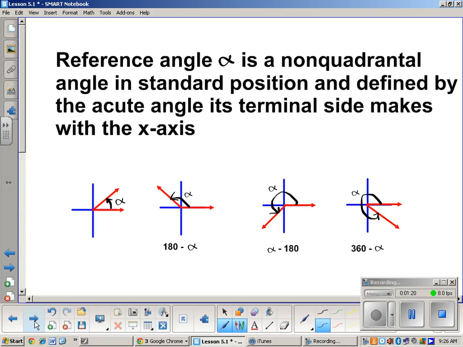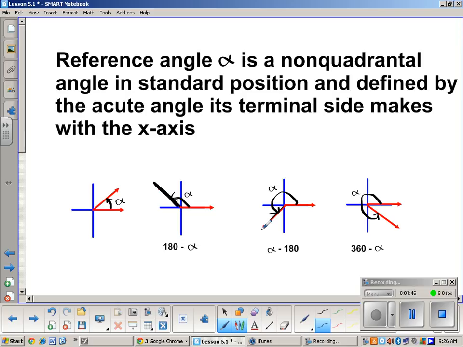And so here is our reference angle. In this case, our reference angle is alpha. In this case, our reference angle is 180 minus alpha. When I say in this case, I mean when our terminal side is in quadrant 2. When our terminal side is in quadrant 3, it's going to be alpha minus 180.